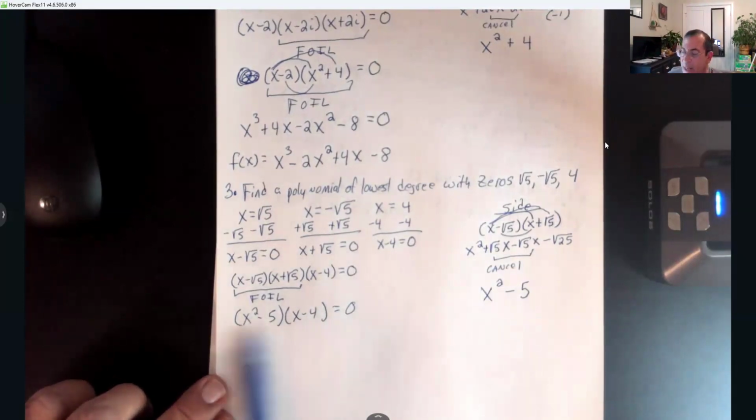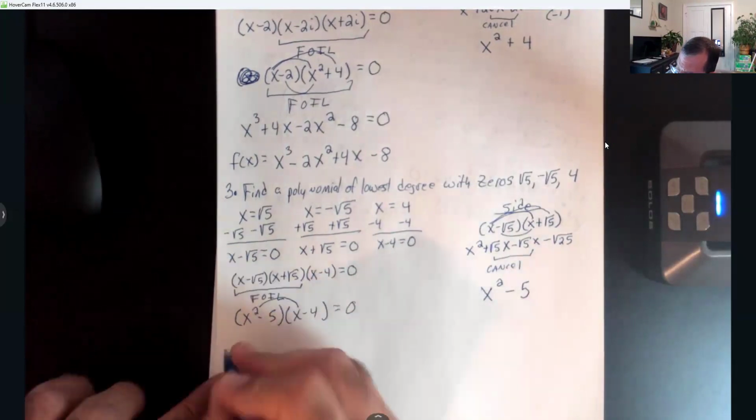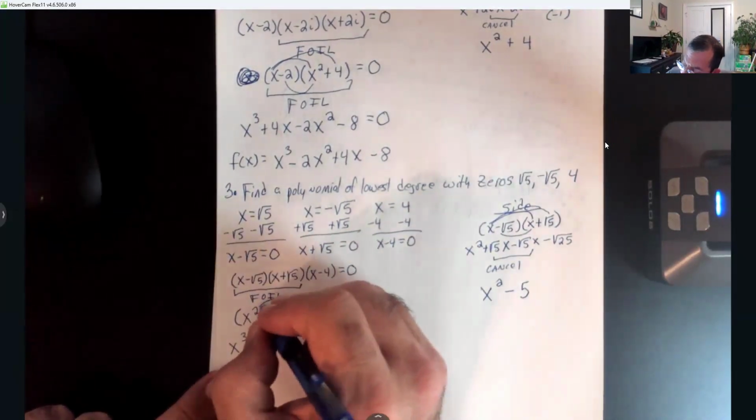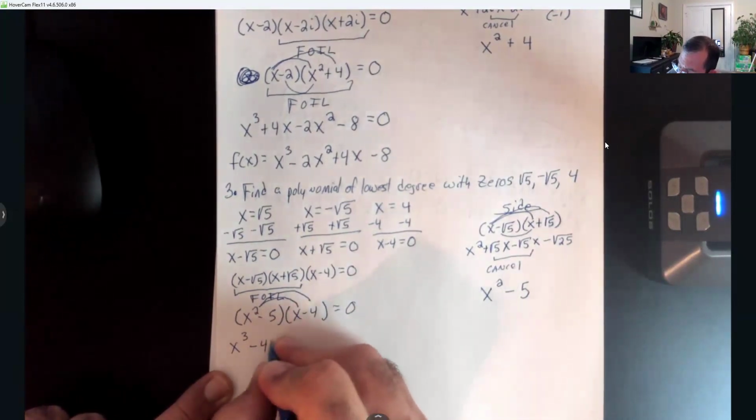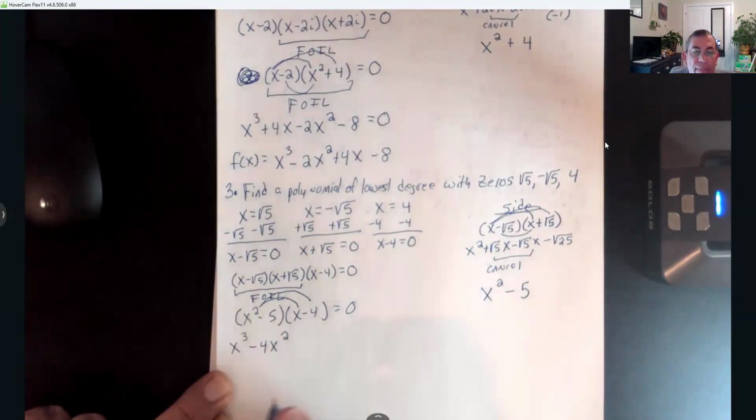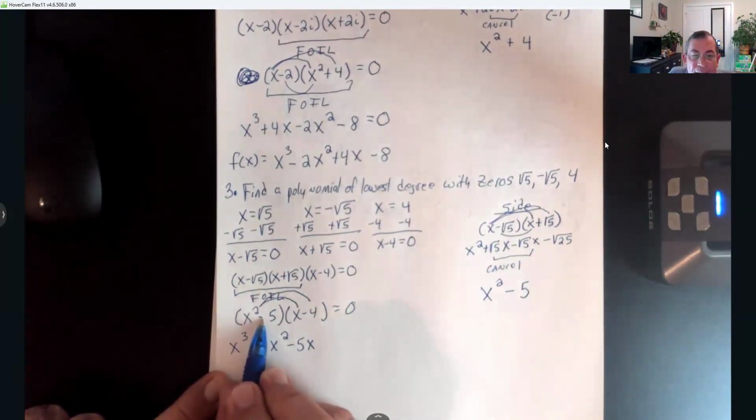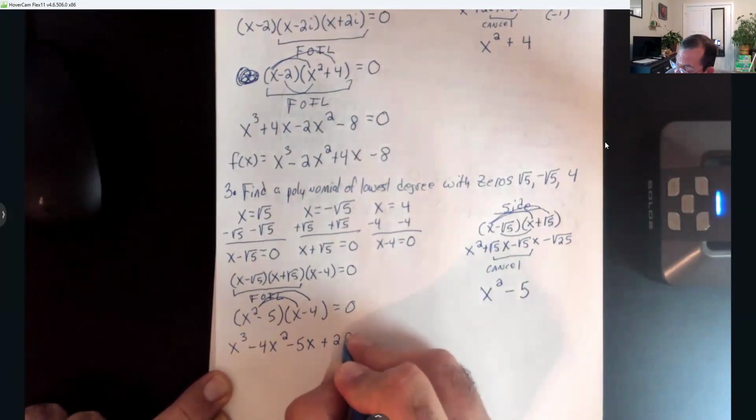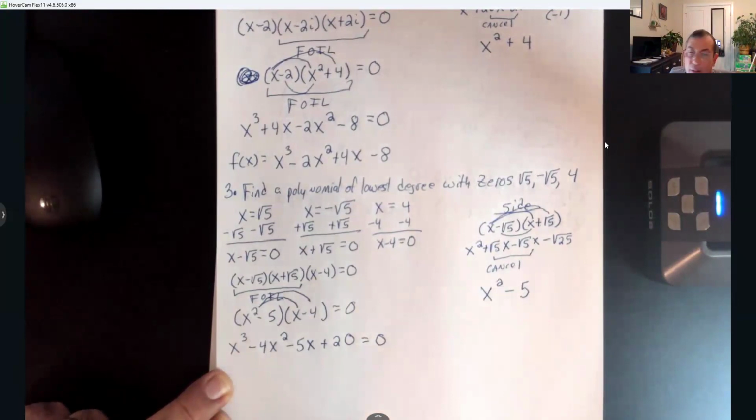All right, y'all. So final step, let's FOIL this out. X squared times x is an x to the third. X squared times negative 4 is a negative 4x squared. Negative 5 times x is a negative 5x. And then negative 5 times negative 4 is a positive 20. And technically, all equal to 0.